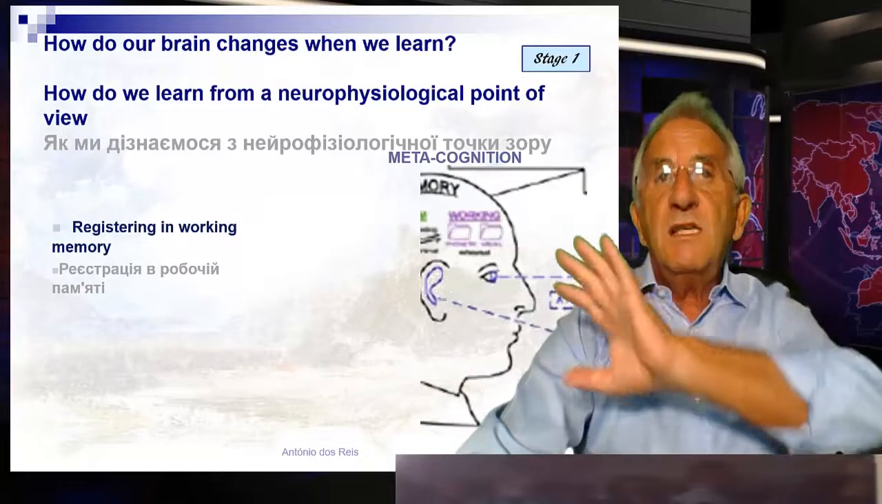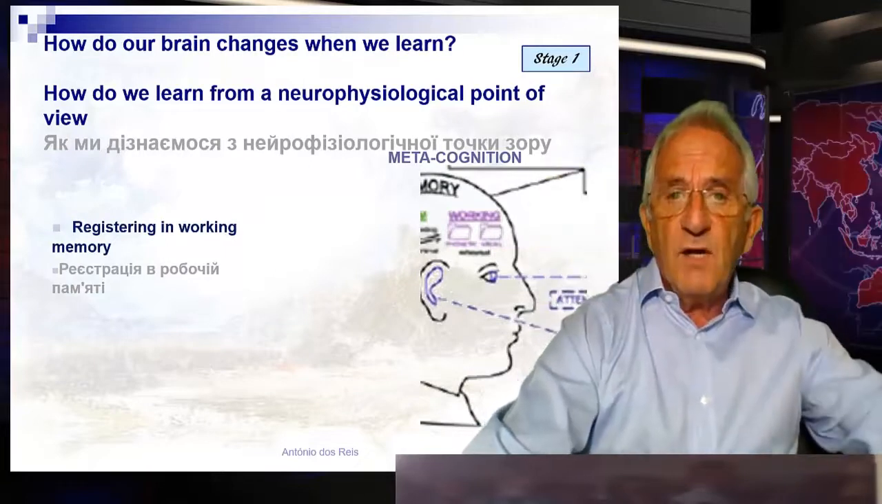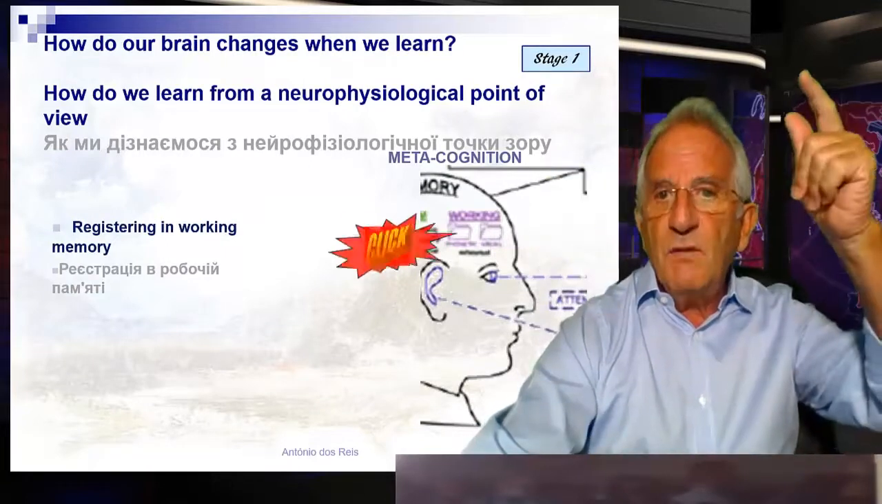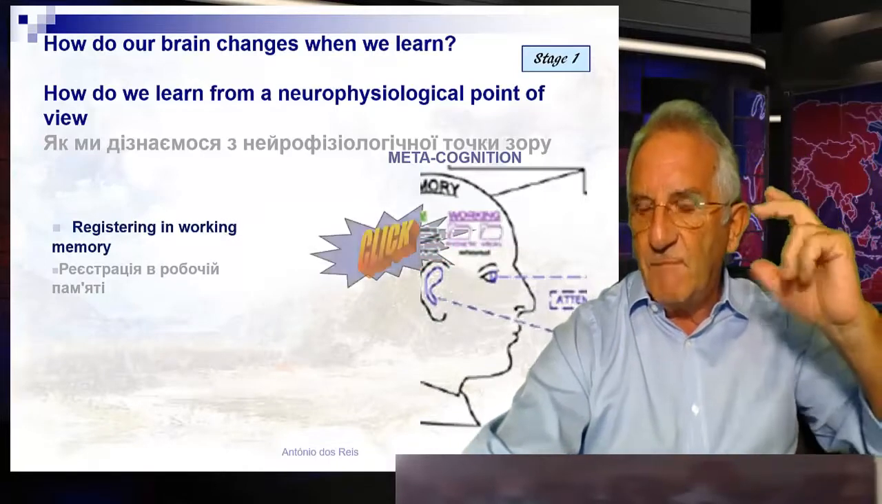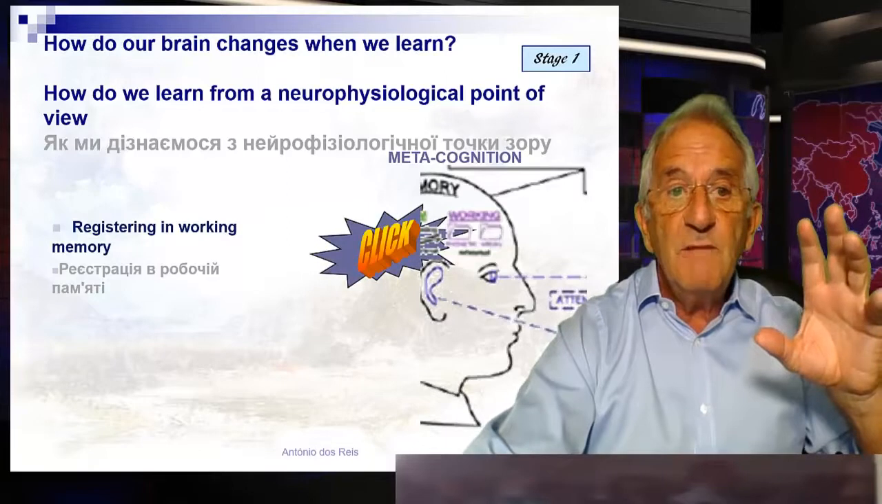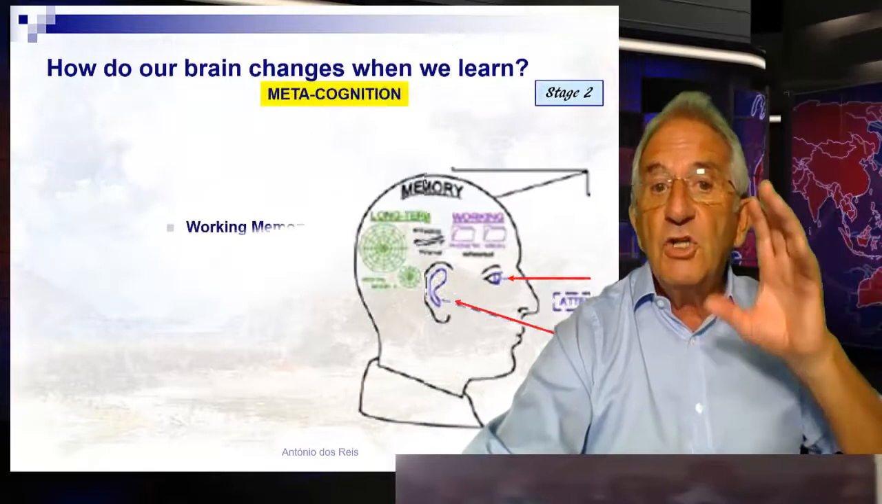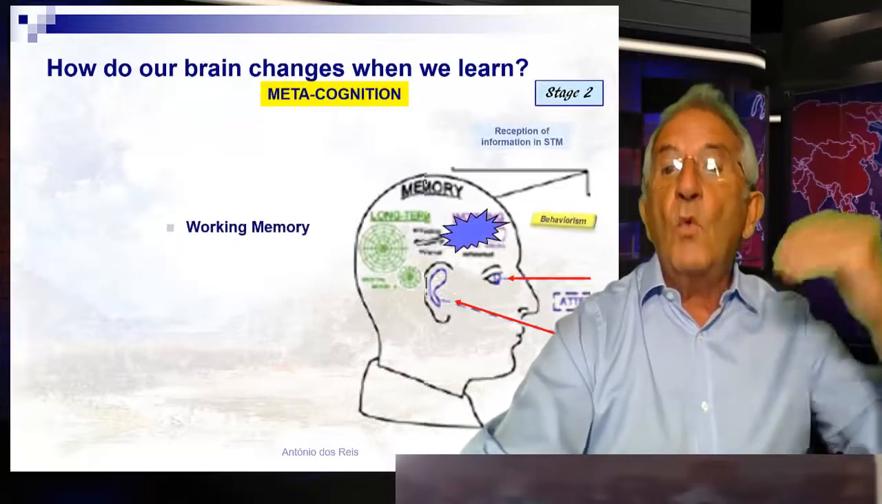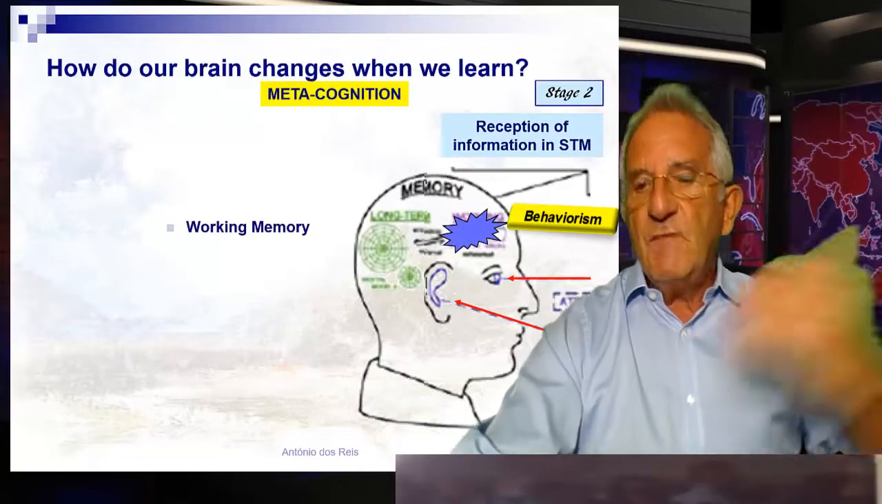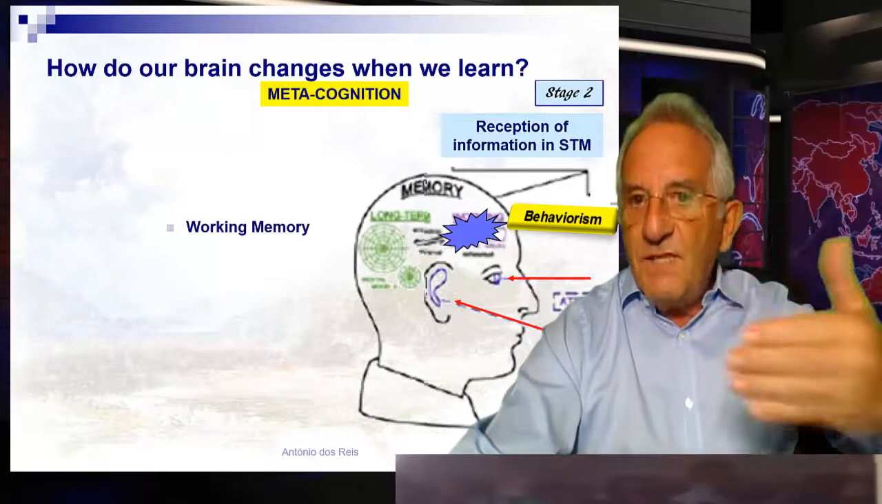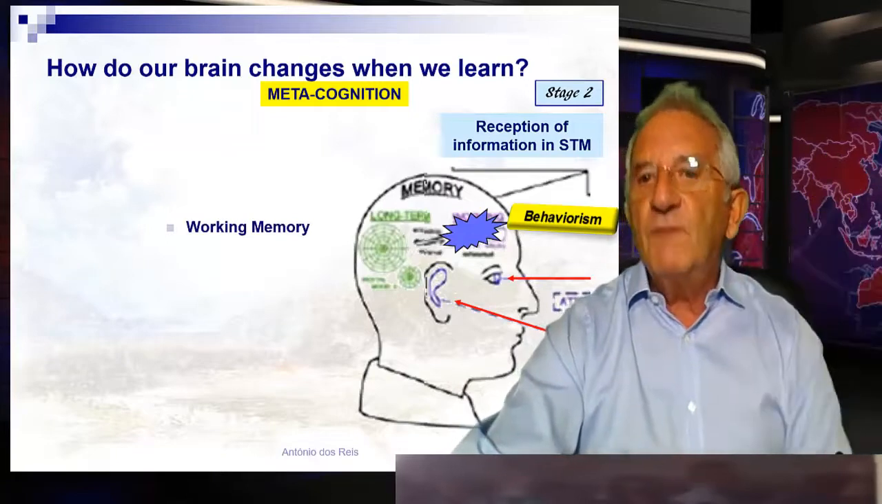When we are seeing something like a video in front of us, up till a moment we have a click, and then we start recording this information. This information is recorded in short-term memory or working memory. This is a behaviorist reaction, and this is the first step of learning.